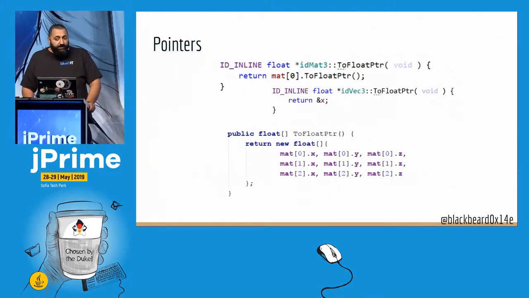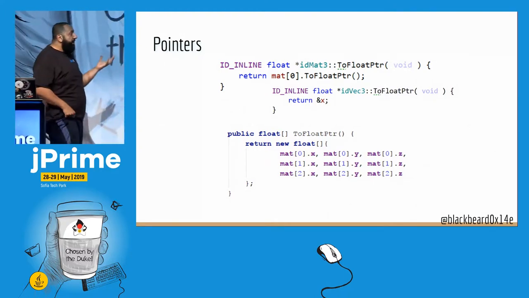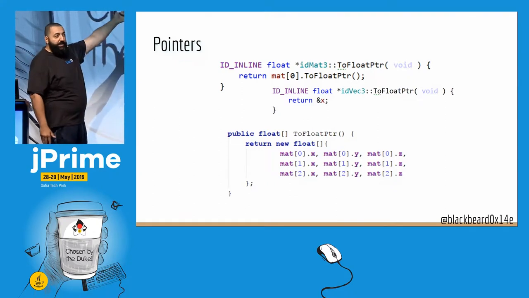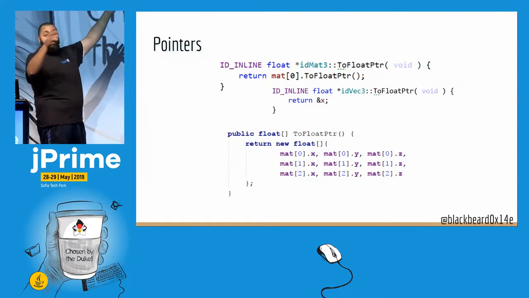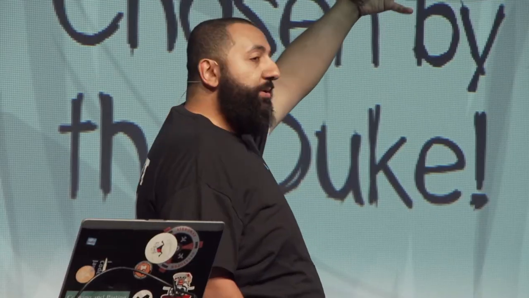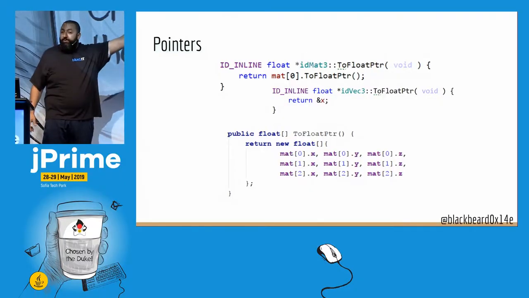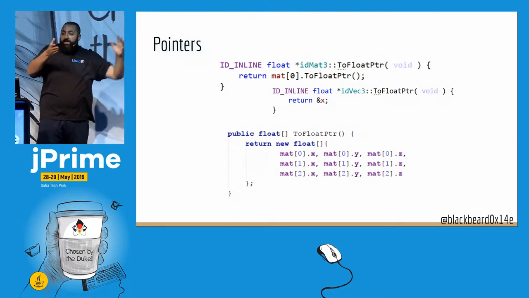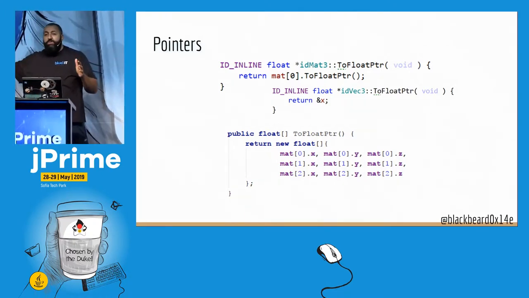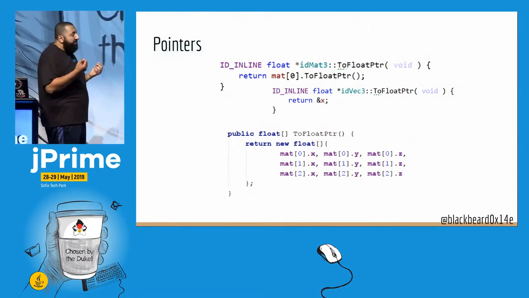Another is with pointers. Because you point to a location in memory, you can just cast that location in memory to anything else. So in this example, I'm pointing to an id matrix 3. I know that's 9 floats, so it's 9 times 4, 36 bytes. And I can say, no, instead of this being a 36-byte something, I want it to be a 4-byte something, which is a float pointer. And then after that, I can just go to the next one, and get all the other floats, right? Simple. It seems very simple, right?